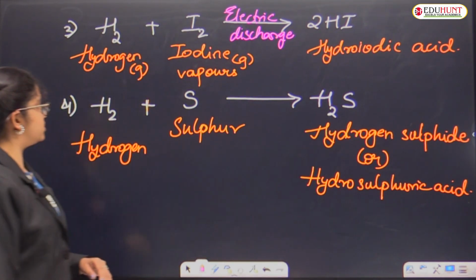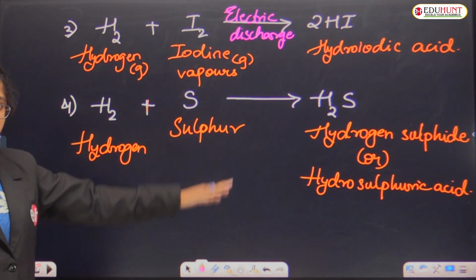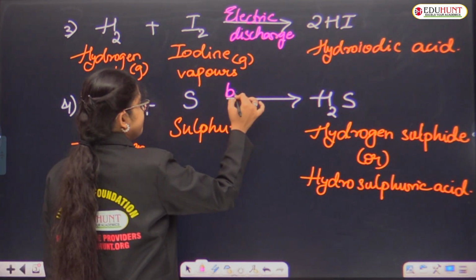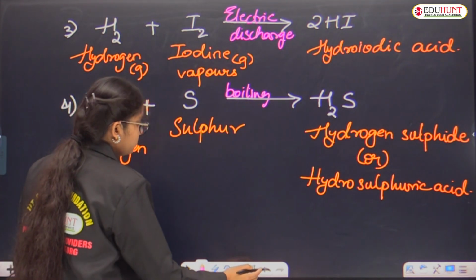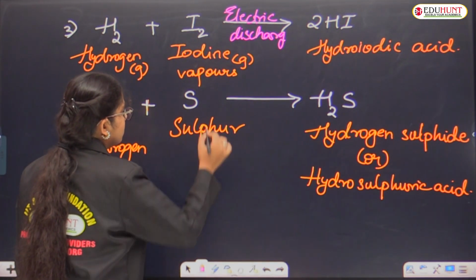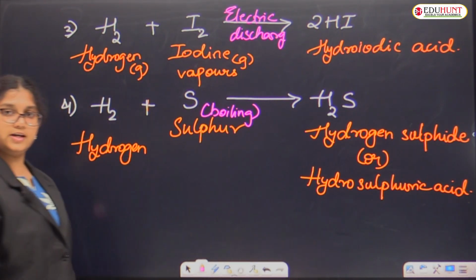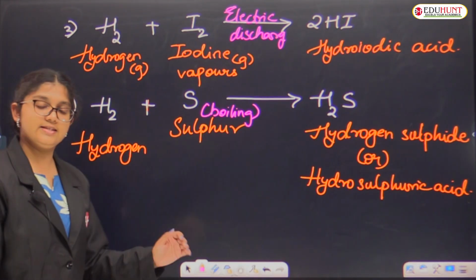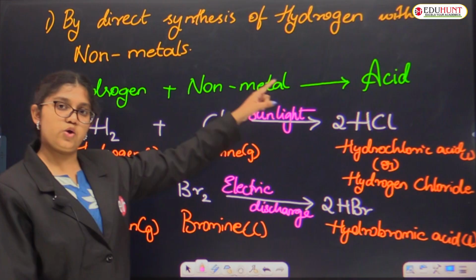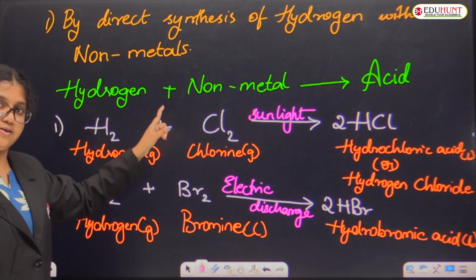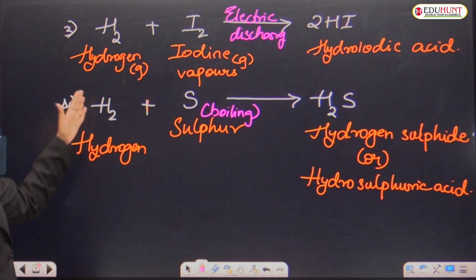And the fourth one is H2 plus S, sulfur. Hydrogen plus sulfur gives rise to H2S. Now, this is by boiling process. We can write it here: in the presence of boiling. Okay? Fine. These four are the examples for the first method, by direct synthesis of hydrogen with non-metals. Okay? Clear?